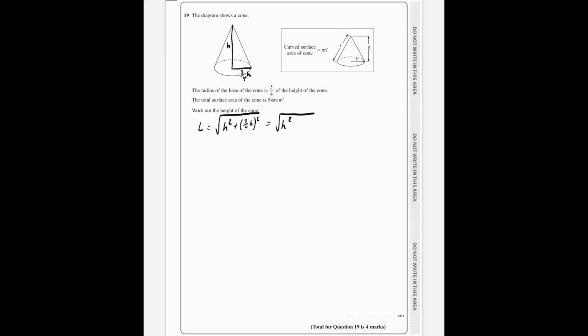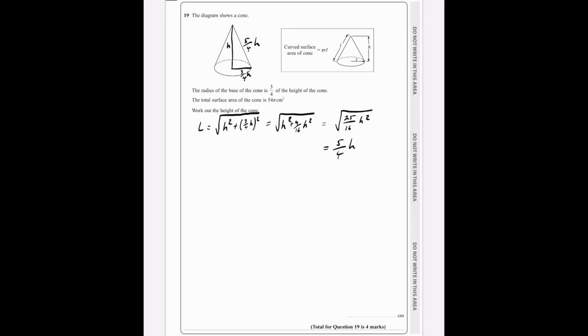3/4 of h squared is 9/16 h squared. Add h squared to that, you'll get 25/16 of h squared, which simplifies down quite nicely to 5 over 4 lots of h. That's my slant height. That's all the information we need now.